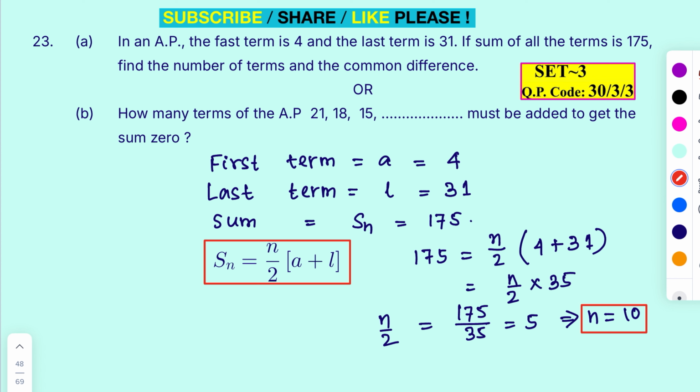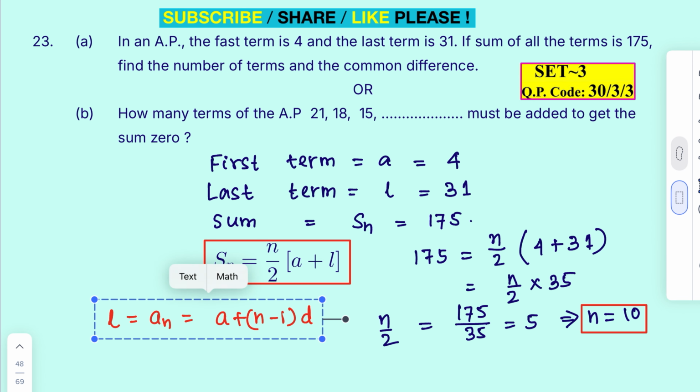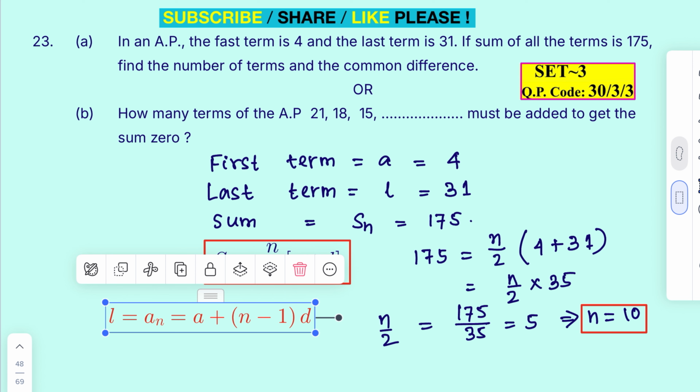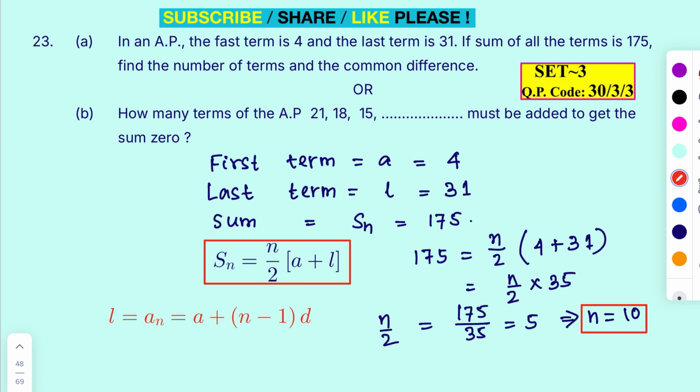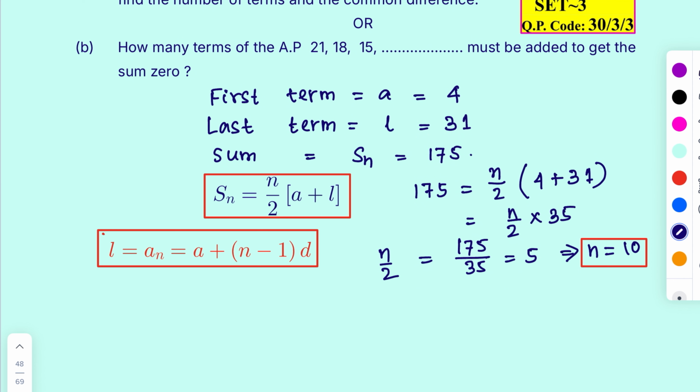Now we have to find out d. D we can get from the last term. Last term, that is an, is a plus n minus 1 into d. This is the formula, and if we put all these values, we will get an is 31 is equal to a is 4 plus n minus 1, n is 10 minus 1 into d.